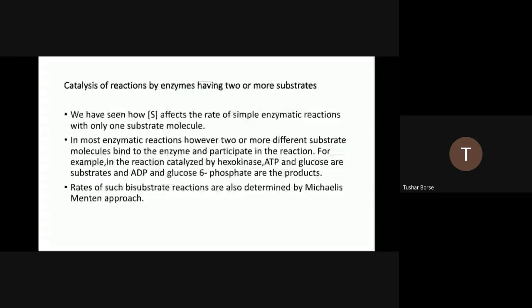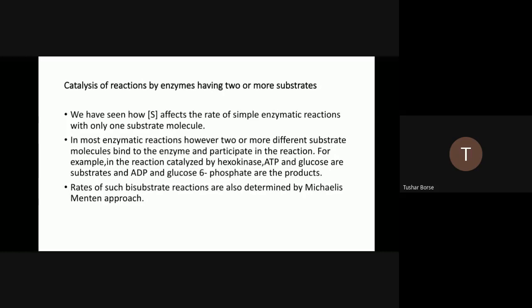So in most of the enzymatic reactions, two or more different substrate molecules bind to the enzyme and participate in the reaction. For example, ATP plus glucose convert into ADP and glucose 6-phosphate by the enzyme hexokinase. So these bisubstrate reactions are also determined by the Michaelis-Menten approach. It's not compulsory that we should have only a two-step reaction. The Michaelis-Menten approach can be applied to reactions having more than two steps also.